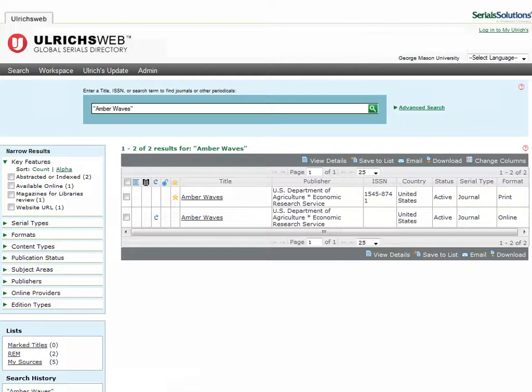The next thing to note is whether the refereed icon is present. The striped shirt icon indicates that the journal is refereed, also known as peer-reviewed. Remember, this is the highest form of scholarly publication. The icon is not present, so the journal is not peer-reviewed. Click the title of the journal to see more information.